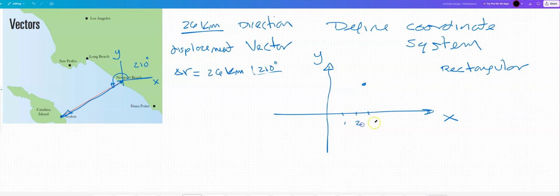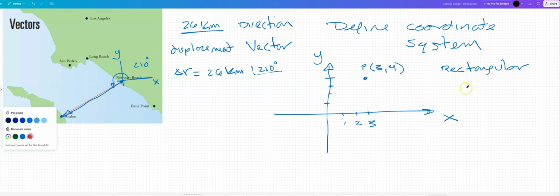so 1, 2, 3 spaces in x, and then 1, 2, 3, 4. Let's say we are at 3 in x and 4 in y. So then you live here. And that point P is defined as 3, 4. You know this very well from high school.